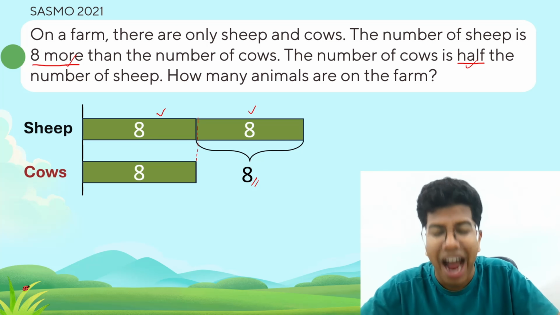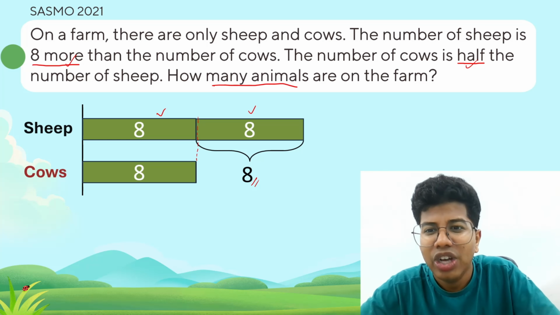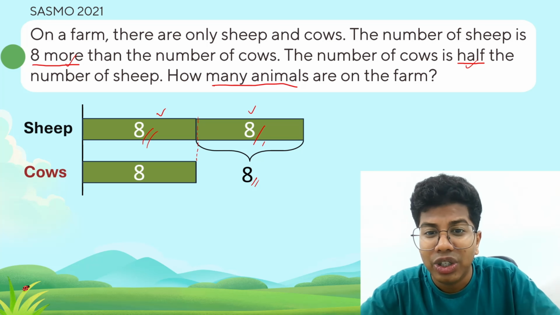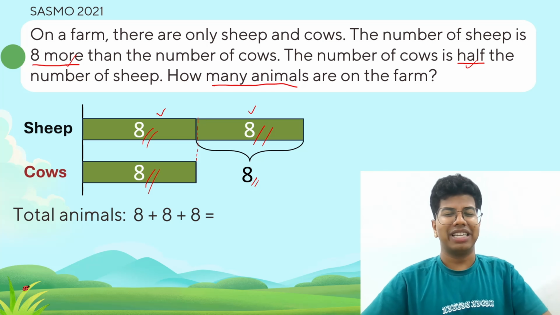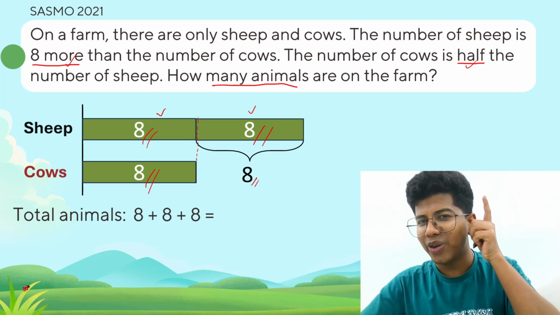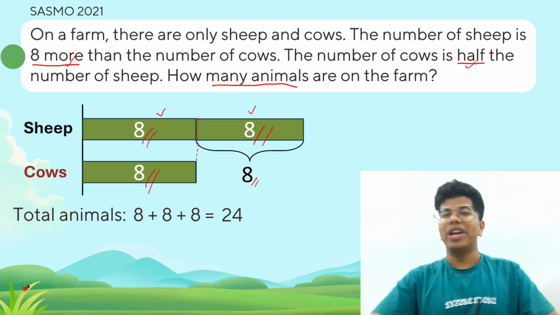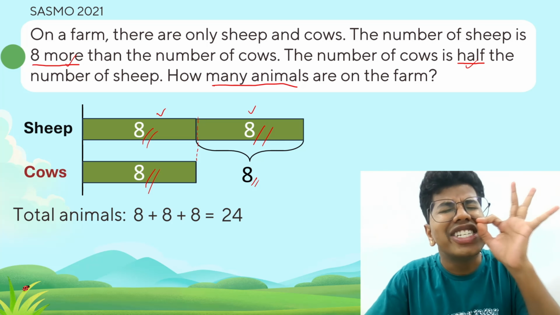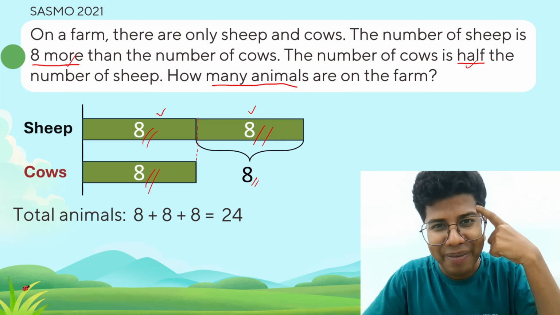So can we count the total number of animals? It is asking how many animals are there. So there is 8. How many times? We can see 1, 2 and 3. So here I'll write down total animals as 8 plus 8 plus 8, which is nothing but, you can pause the video and count, that is 24. And that's how we can solve the question by just visualizing the condition by drawing a model.